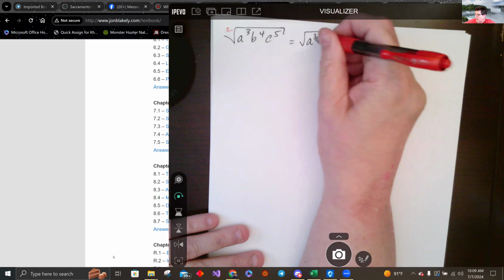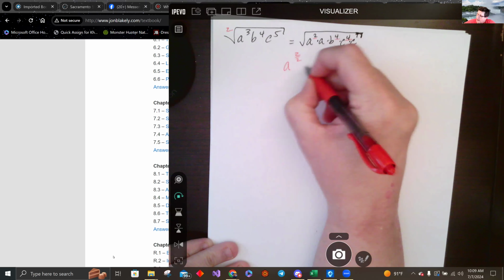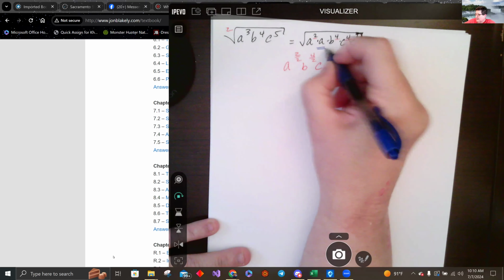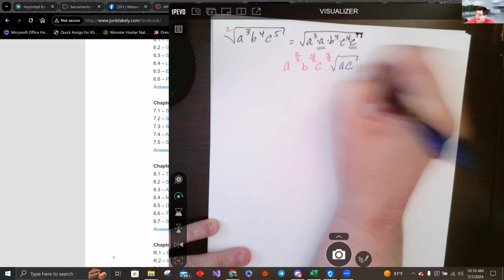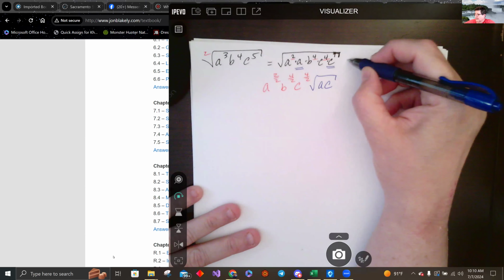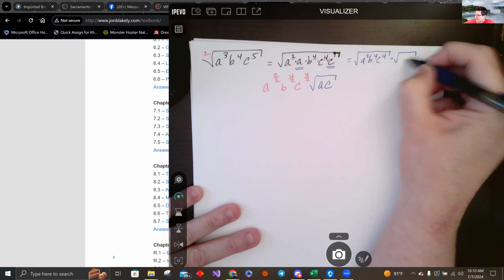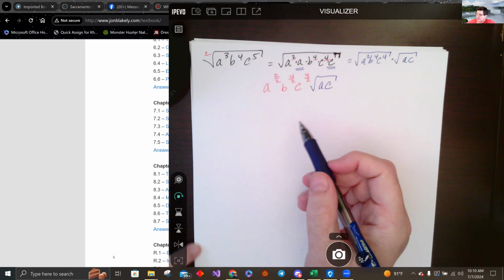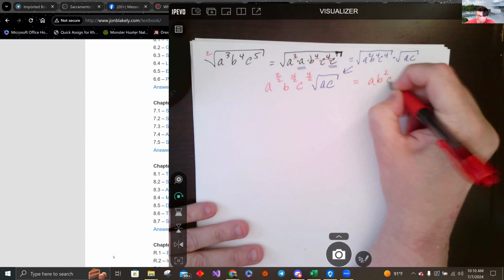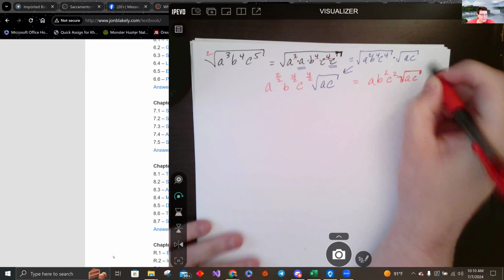Everything that's got a power, a multiple of 2, we can do the exponent thing with. We're going to do a to the 2 over 2, b to the 4 over 2, c to the 4 over 2. And everything that didn't, we are going to leave inside the radical, a and c. This is like writing this as a squared b to the fourth c to the fourth times square root of ac, separating it out first. We go there, and then we have a, b squared, c squared, square root of ac. That's called simplifying.